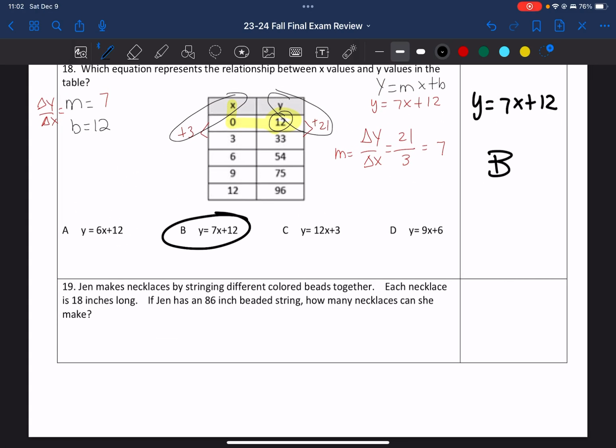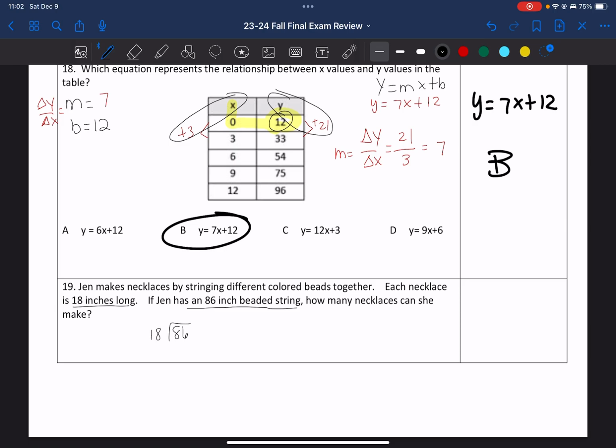Okay, let's look at 19. Jen makes necklaces by stringing different color beads together. Each necklace is 18 inches long. If Jen has an 86-inch beaded string, how many necklaces can she make? All you're doing here is thinking, okay, she has this long beaded string. She wants to make necklaces with it, and she knows that each necklace needs 18 inches of this beaded string. So she's going to have to divide 86 by 18.